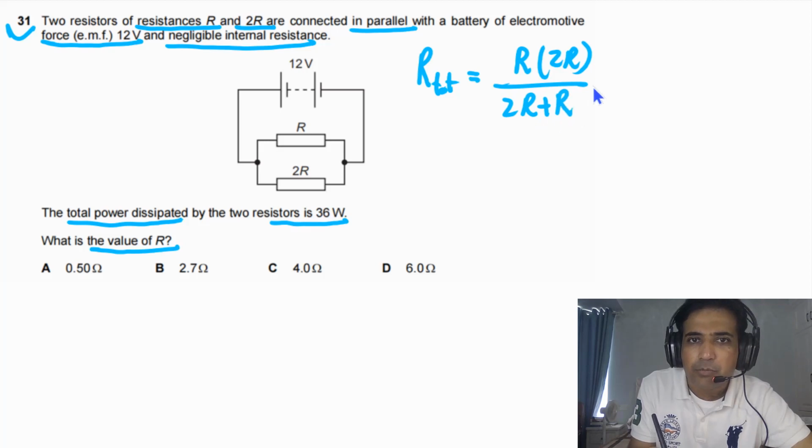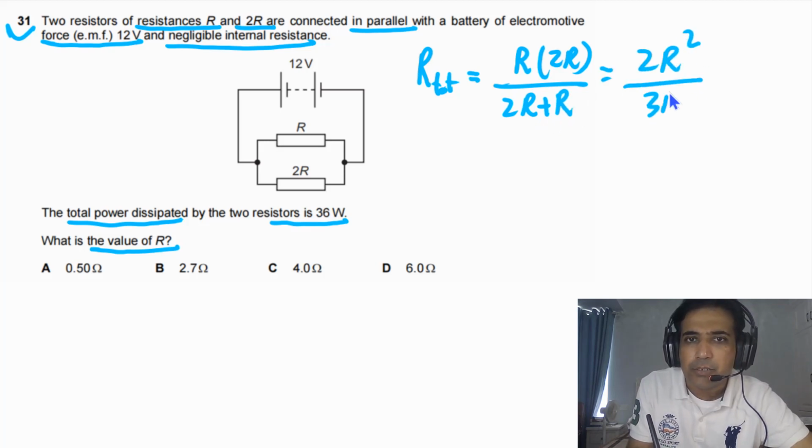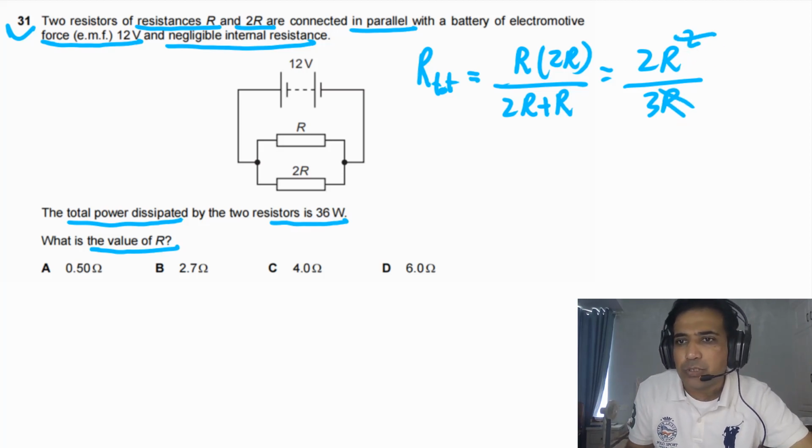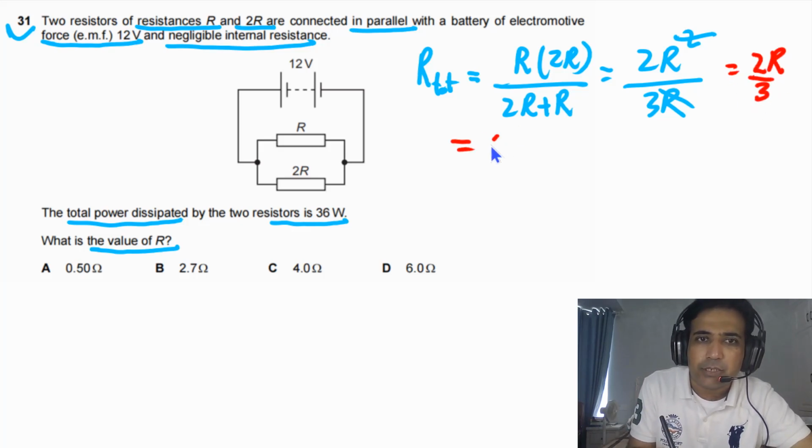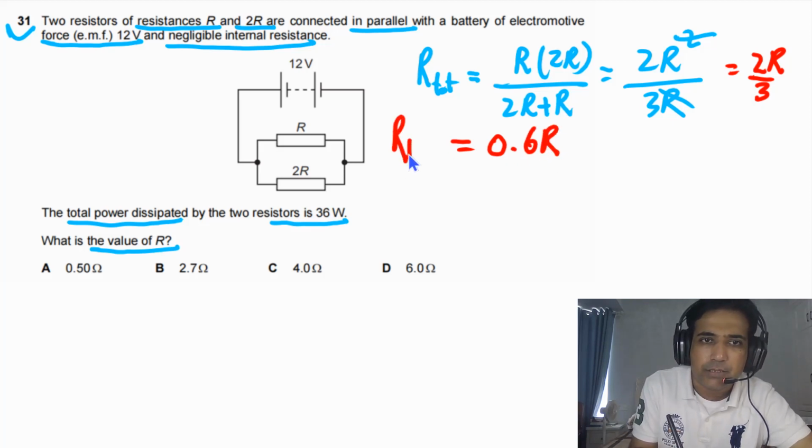So this is the sum of these two. Here we will get 2R square, and this is divided by 3R, so we can cancel this R with this. We are left with 2R divided by 3R. Simply, we can say it is equal to 0.6R. So this is the total resistance.